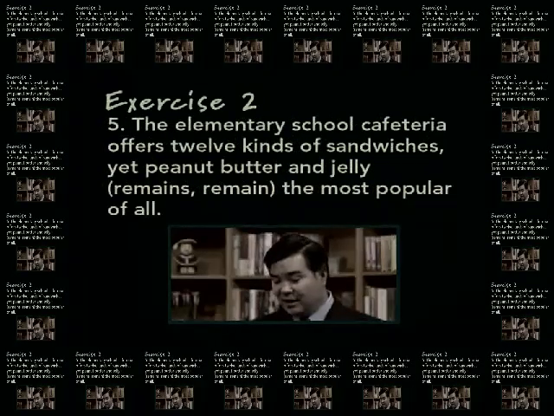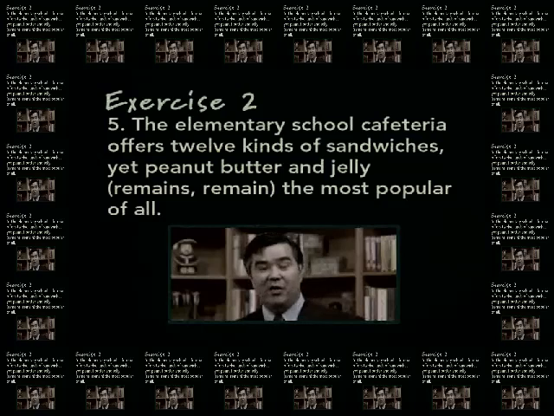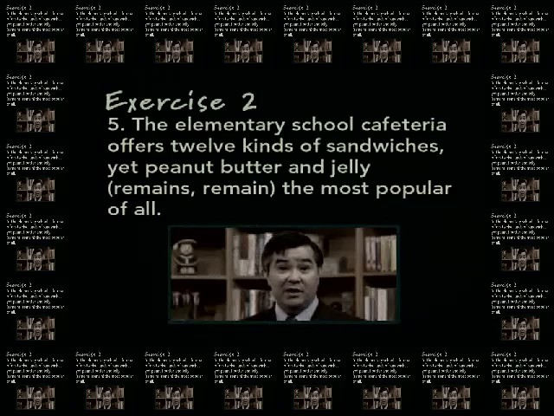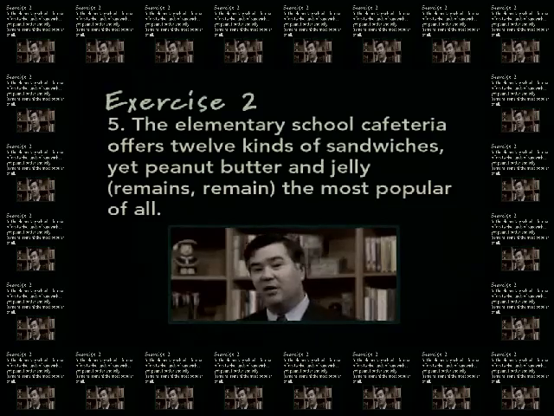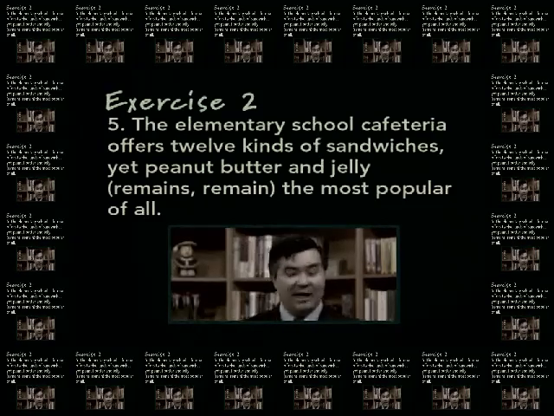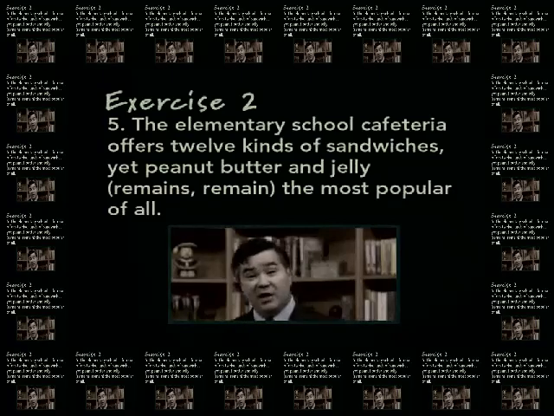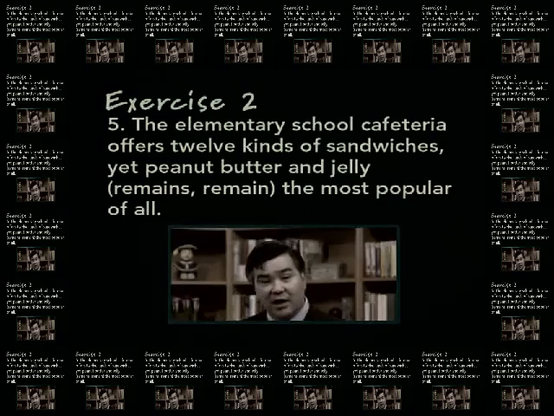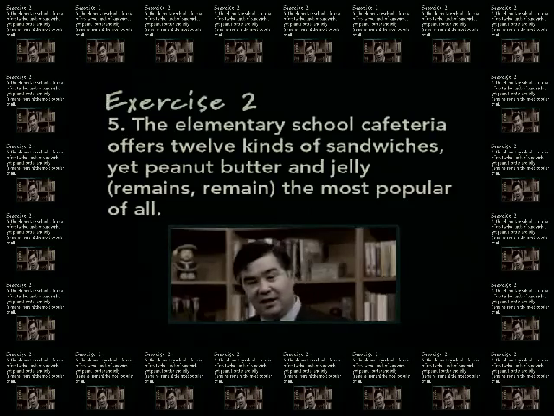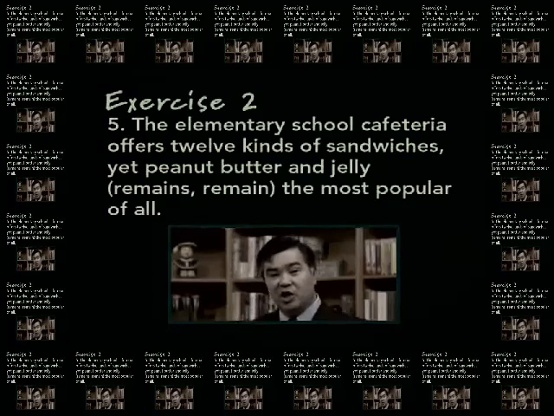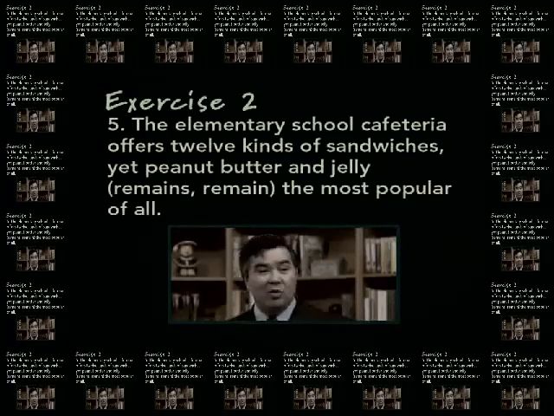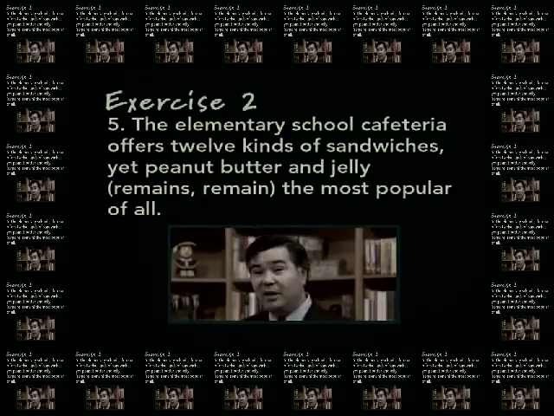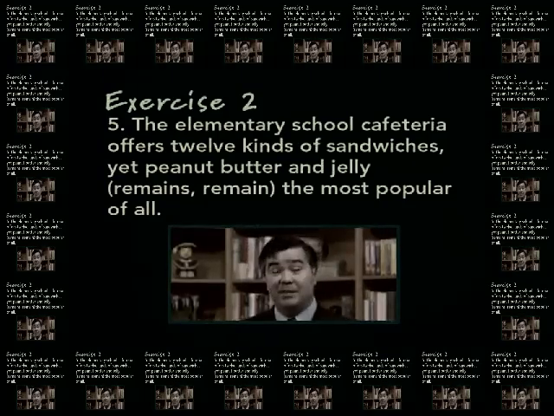Our last example. "The elementary school cafeteria offers 12 kinds of sandwiches, yet peanut butter and jelly remains or remain the most popular of all." Here we have a compound subject, peanut butter and jelly, and the two parts of the compound subject are joined by the conjunction "and." In almost every case, a compound subject where the parts are joined by "and" would be treated as plural. So the plural verb "remain" would normally be correct. But here we have one of our exceptions.